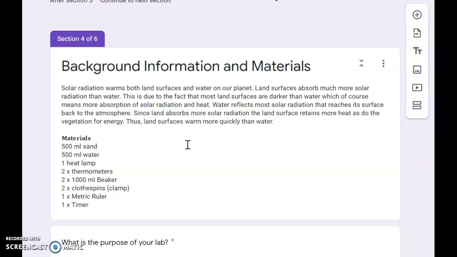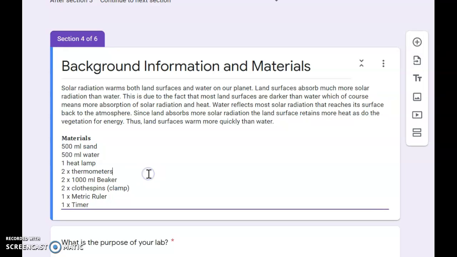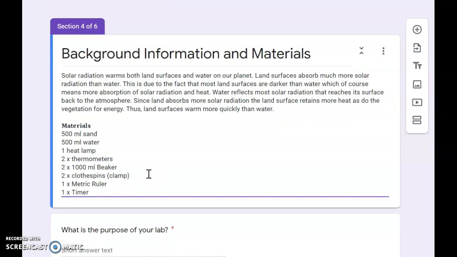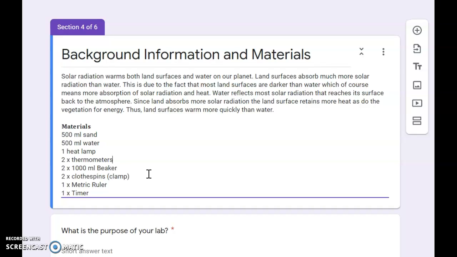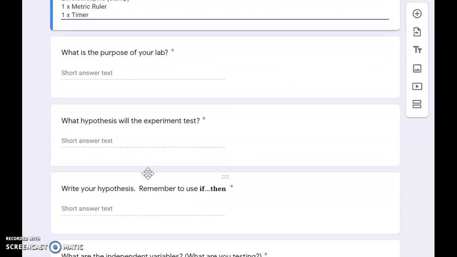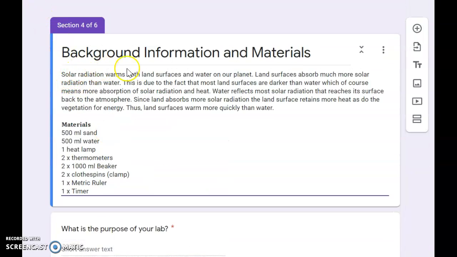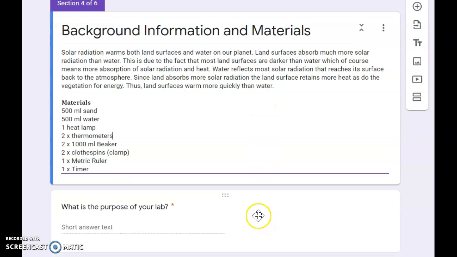Remember, you are not conducting the experiment, you are simply setting up the design for the experiment. So here is a list of materials that would be available for this experiment. You have 500 milliliters of sand, 500 milliliters of water, 1 heat lamp, 2 thermometers, 2,000 milliliter beakers, 2 clothespins or clamps, 1 metric ruler, and 1 timer. Again, you are using the background information above to answer the short answer response questions below.